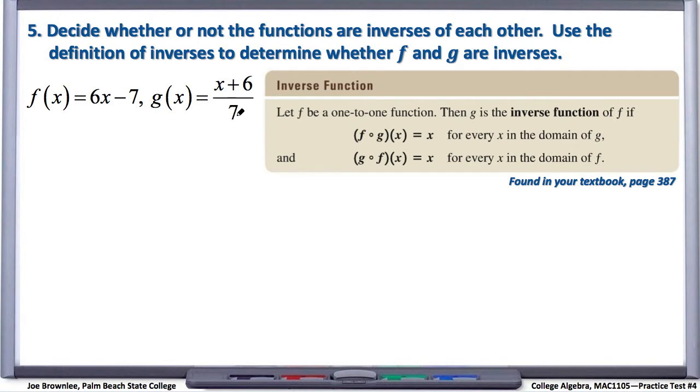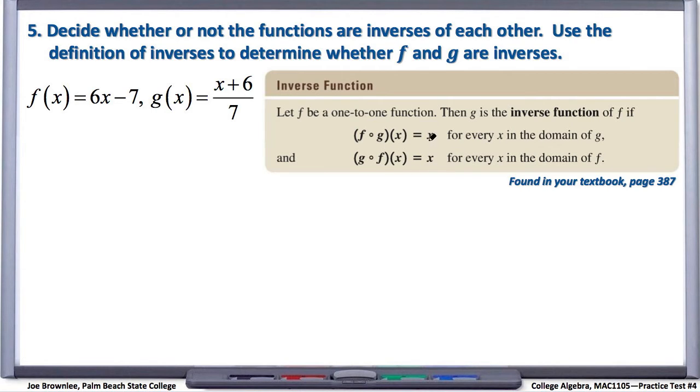And to determine if f and g are inverses, we're going to use the information from your textbook on page 387. And here it says, let f be a one-to-one function. So we've got to make sure that f is a one-to-one function. And if it is, then g is the inverse function of f if we do these two compositions. We'll compose f of g of x, see if we get x, and if we do, then we can proceed and compose g of f of x, see if we get x.